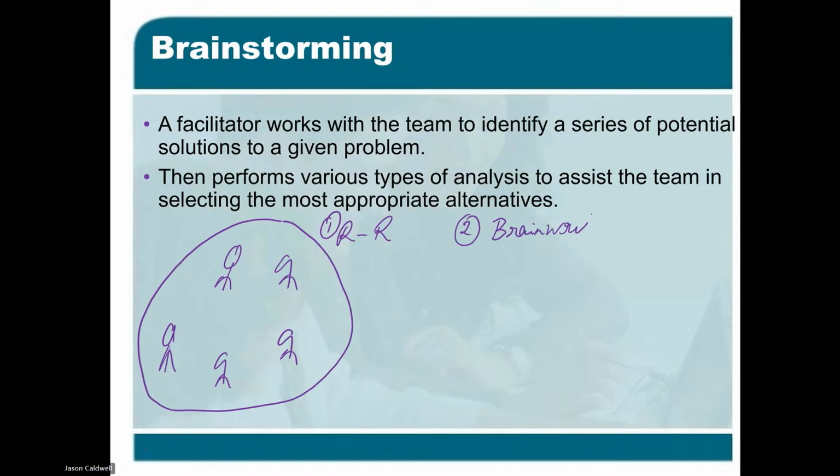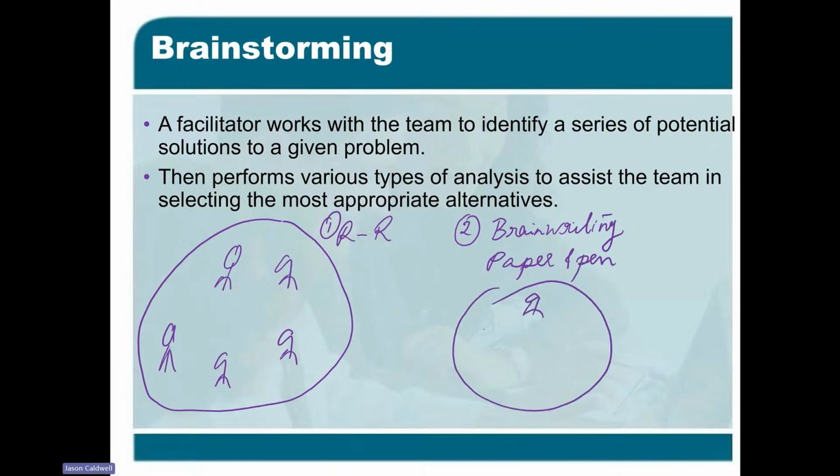Brain writing, or it is also known as the paper and pen type of brainstorming session. Right? So here what we do, when we invite all of the members to the room, first we collect individual responses. In this process, we collect individual responses first. And then you start the discussion.